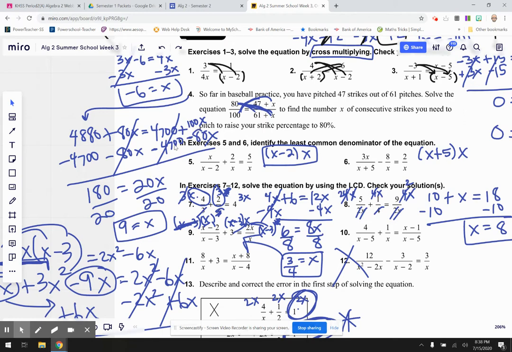And that means I need to get rid of the 4700 on both sides. So if I subtract those, I get 180, and then dividing by the 20 gives me 9. So 9 pitches in a row being strikes will get you an 80% average. So that's 1 through 4.